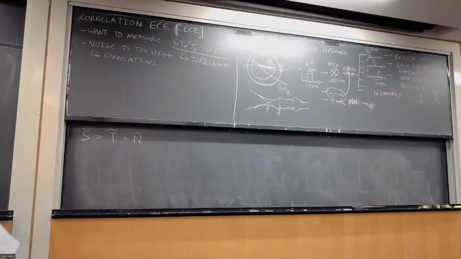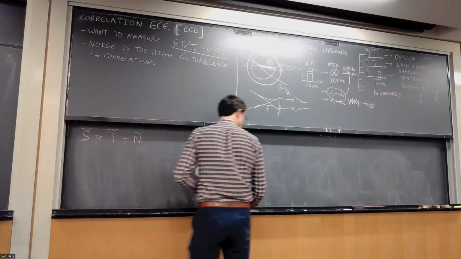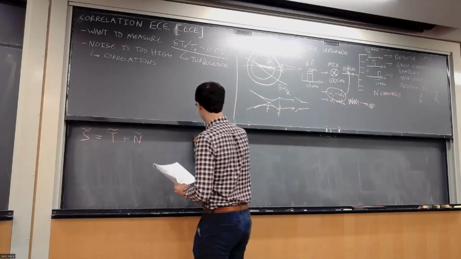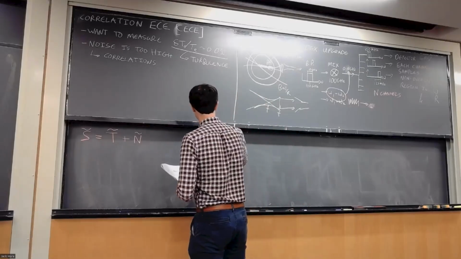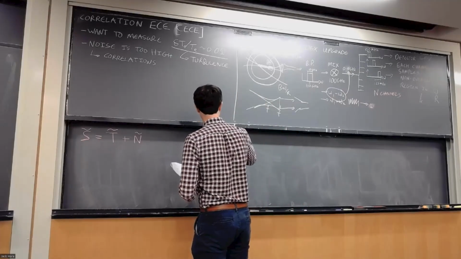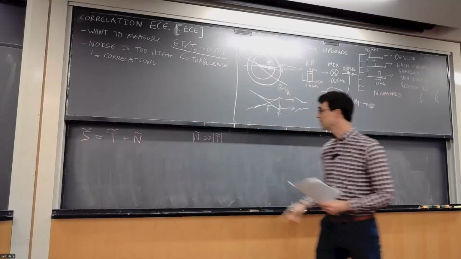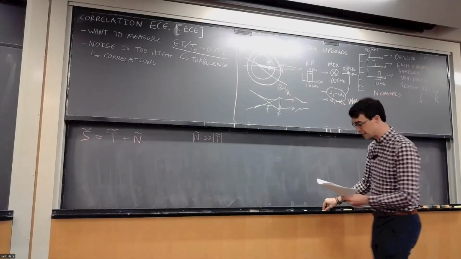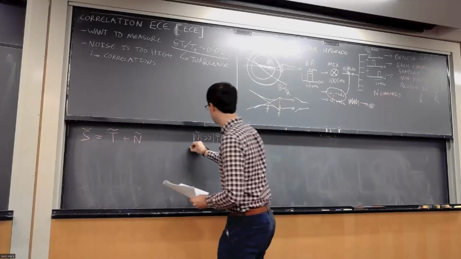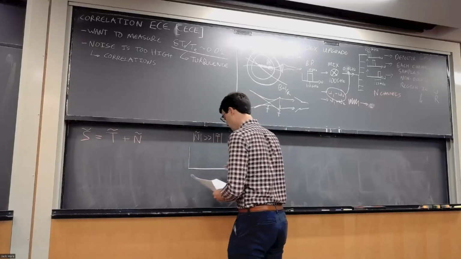This is the thing that we don't want to measure here. And we are making the assumption here that our noise is much, much bigger than our temperature fluctuation signal. If it's not the case, then you don't have a problem and you don't need to do this technique. But it is the case in most of the applications that we're going to see this used for.